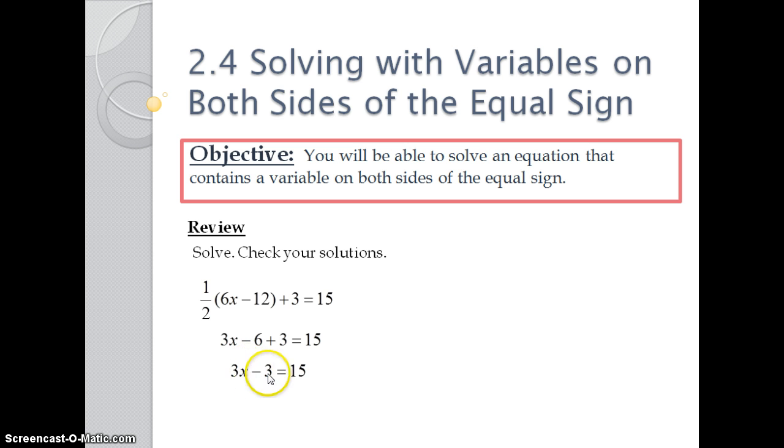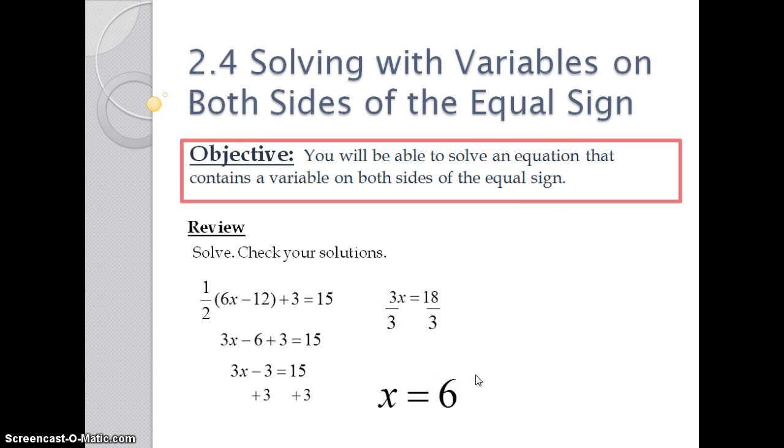This 3 here is attached to the variable by subtraction, so to move it to the opposite side, I need to add 3. -3 plus 3 is just 0, so I'm left with 3x on the left-hand side. 15 plus 3 is 18. Last, I need to get this 3 away from the variable, so I need to undo the multiplication. Remember that 3 butted up next to the x denotes multiplication. So to undo multiplication, let's divide. Divide by 3 on both sides. 3 divided by 3 is just 1, so I'm left with x equals 6.